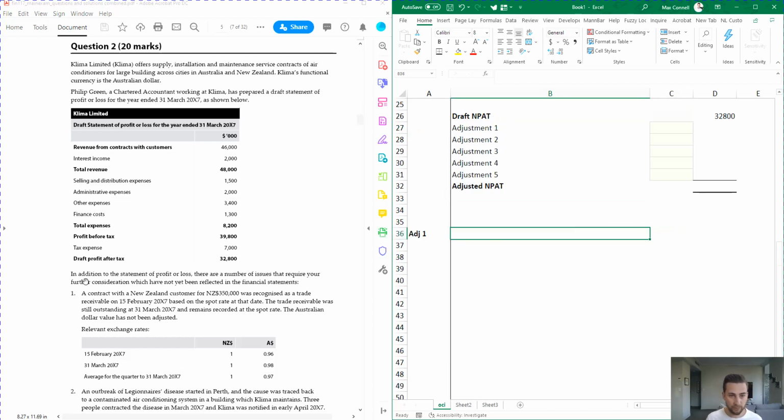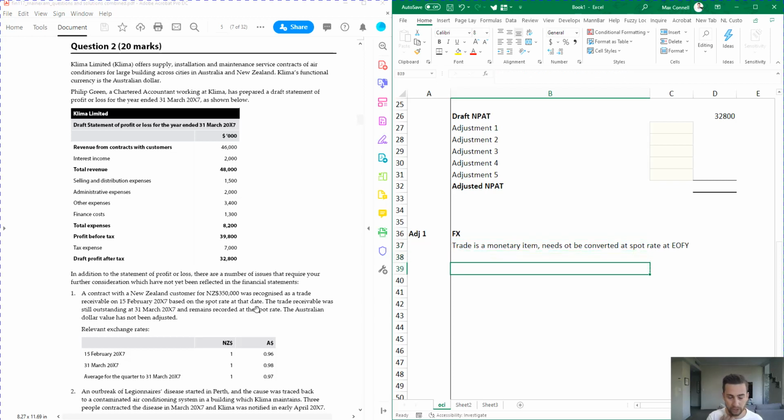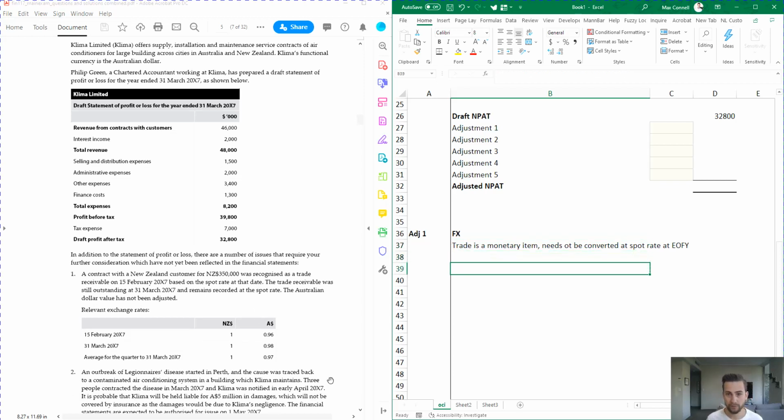So adjustment number 1 is this FX. You can even put a title on it over here, and you might want to do some description language up the top. So for example, trade receivables is a monetary item, needs to be converted at spot rate at end of financial year. Something like that. But if you don't have time in the exam, you can just do the workings, and that should be fine. But the perfect response will have a description. It's going to have good workings. It's going to have titles, dollar amounts, everything like that.